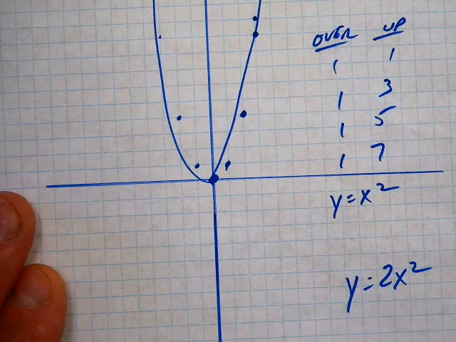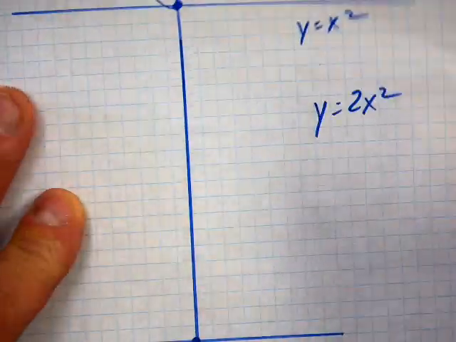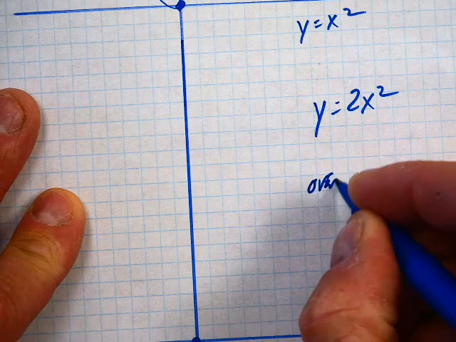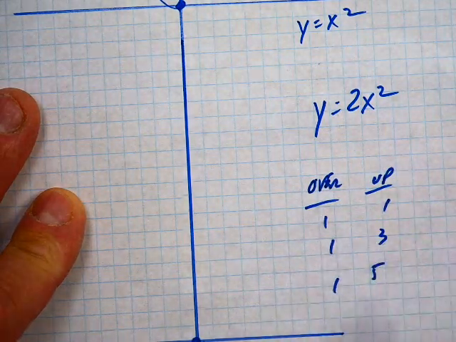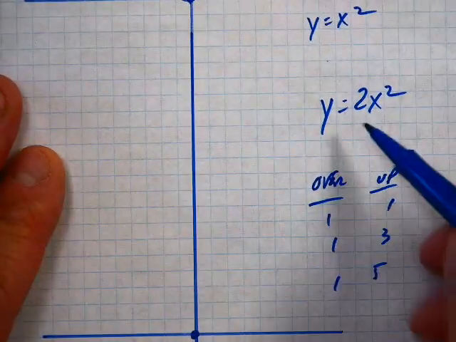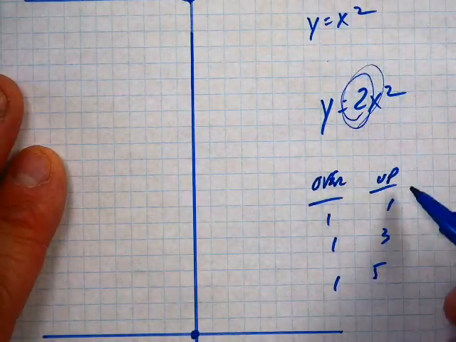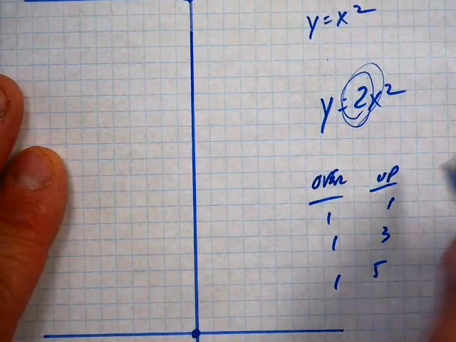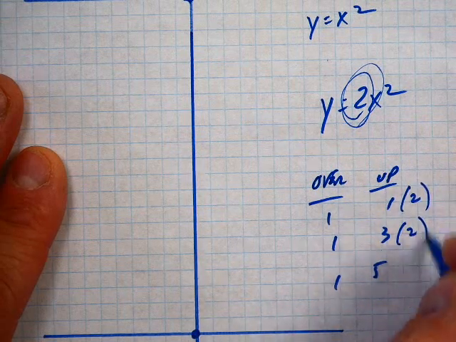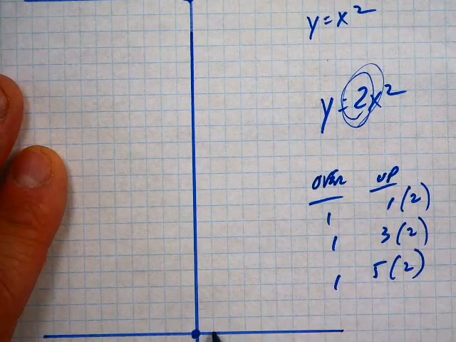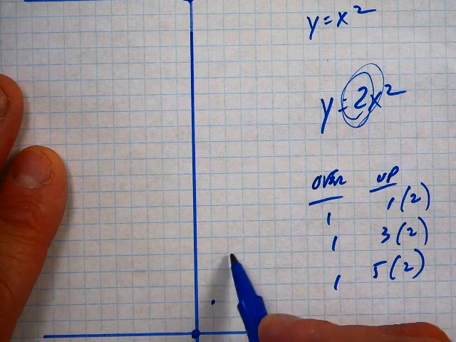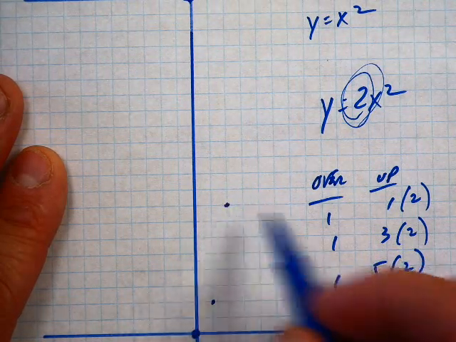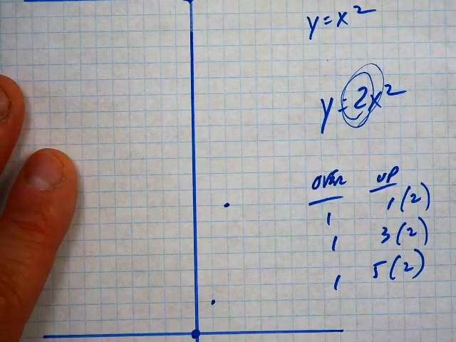Okay, so this one would start at 0, 0. And then from there, we'd have an over, up: over 1, up 1, over 1, up 3, over 1, up 5. But since that's 2, all my vertical changes are now doubled. So I'm going to go over 1, up 2. From there, over 1, up 6. And then from there, over 1, up 10, which I'm not going to take the time to do.